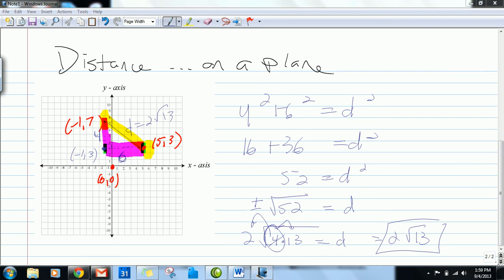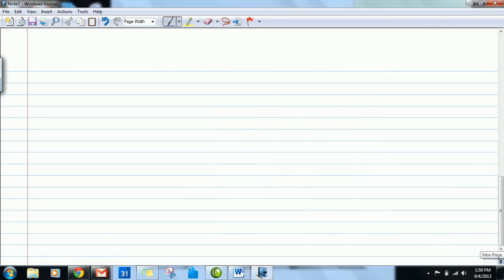Okay. Let's generalize. Try another problem. Give you a little easier one. This will come out nicely. Let's use the origin. I'm just going to do a quick messy sketch. And then I'll find this point up here, and I'll call that point 3, 4.